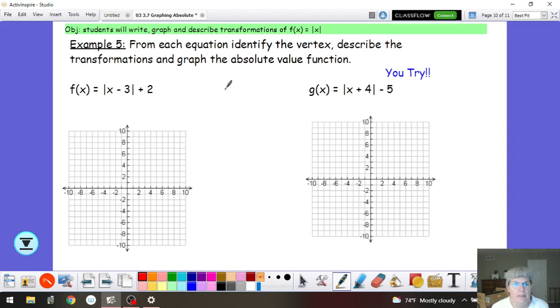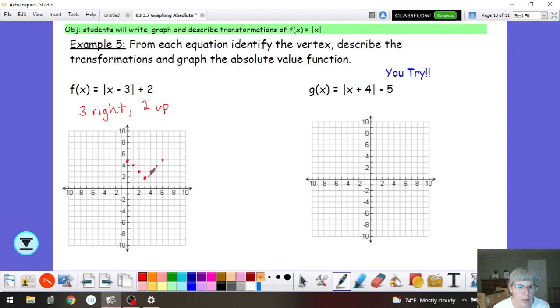Here we're given the equation, and we need to describe the transformation and graph it. So if we have the absolute value of x minus 3 plus 2, that's going to be 3 units to the right and 2 units up. So from 0, 0, that's 3 to the right, 2 units up. We're going to go up 1, right 1. We'll also go from the vertex up 1, left 1.